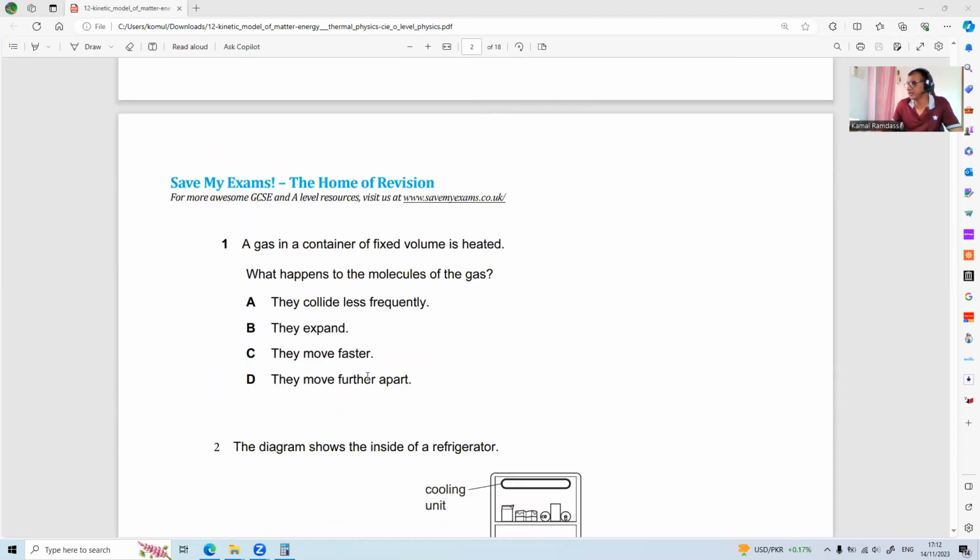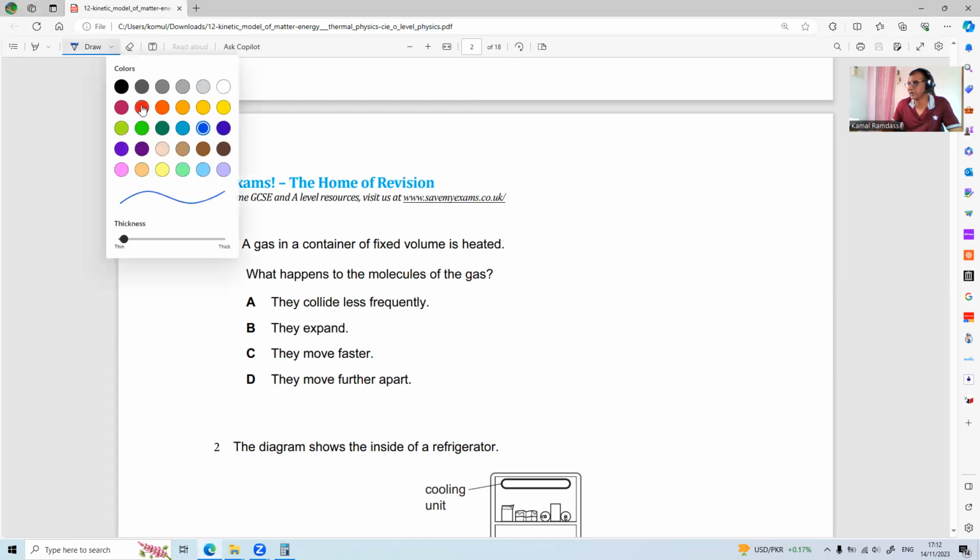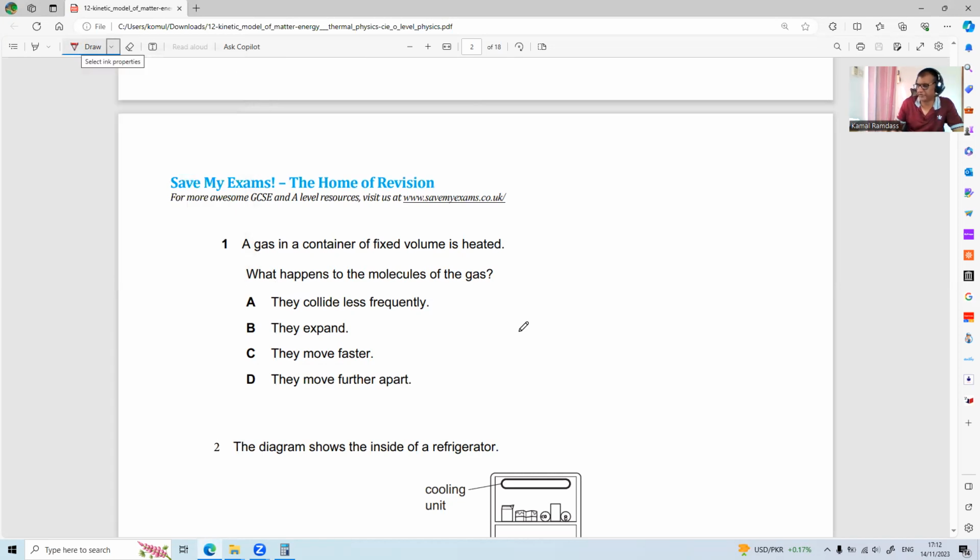Bon, a gas in a container of fixed volume is heated. What happens to the molecules of the gas? They collide less frequently. They expand? Fixed volume cannot expand. They move faster. Oui, they move faster. They move further apart? They are in a fixed volume. Comment on est capable de move further apart? Pas capable. OK. Ça veut dire C, c'est la réponse.